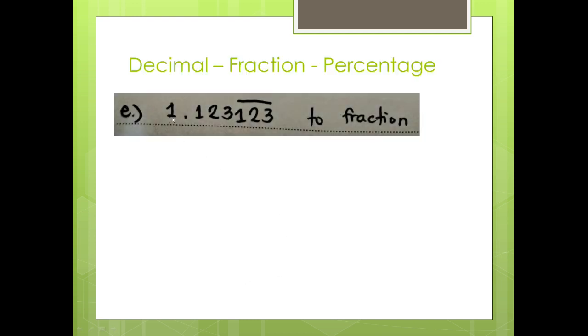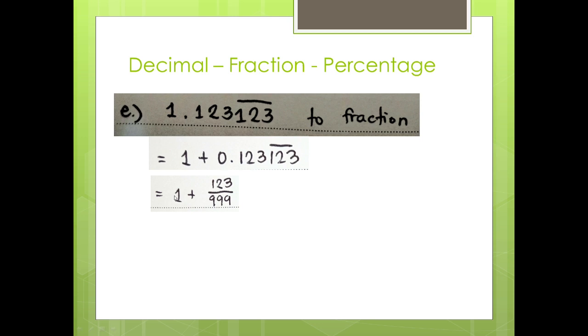So how about this one? We have here 1.123, 123, 123, and so on, infinitely. So the repeated digits are 1, 2, 3. But in this case, we have a whole number. So what we do is we separate the whole number and the decimal part. So we have here 1 plus 0.123 repeating. So then we go back to the previous steps. In this case, we have 3 digits being repeated. Okay, so we convert this to its fraction form.